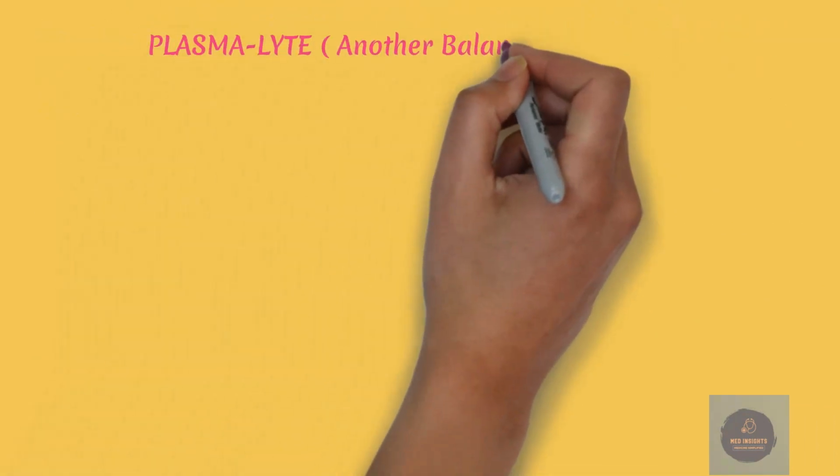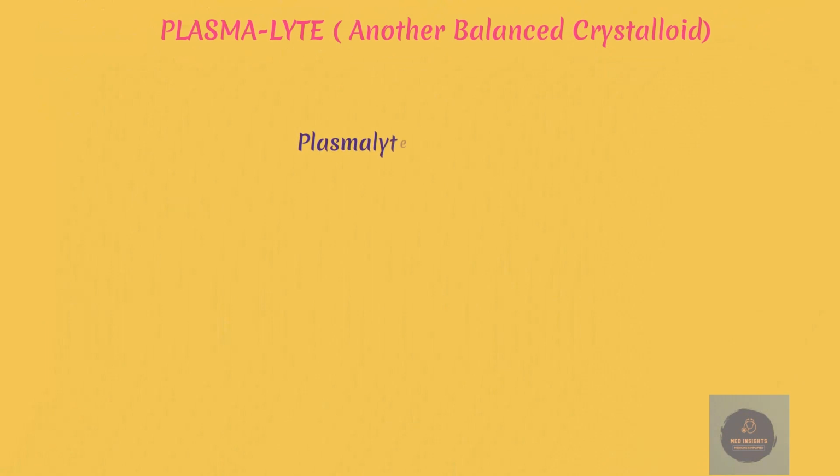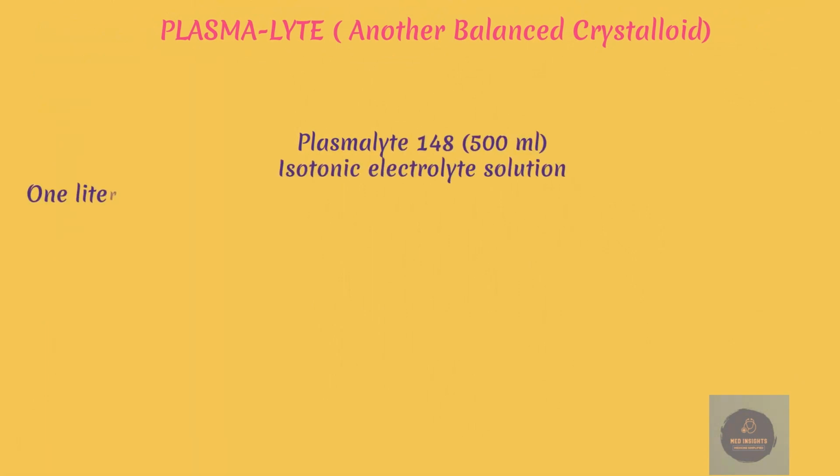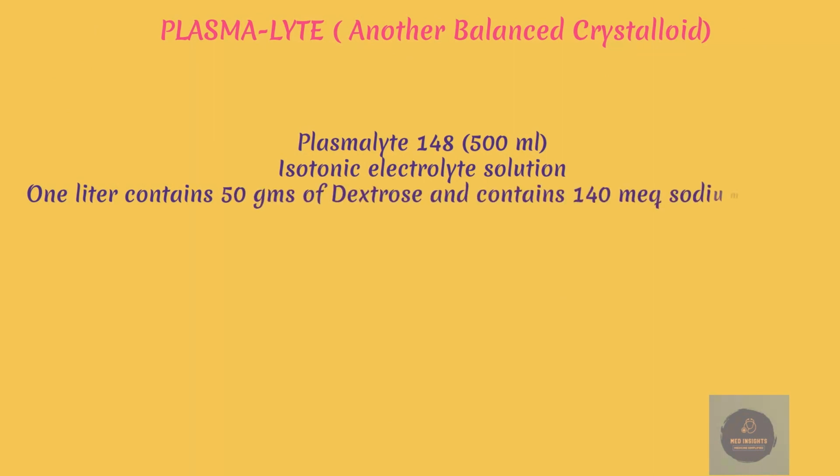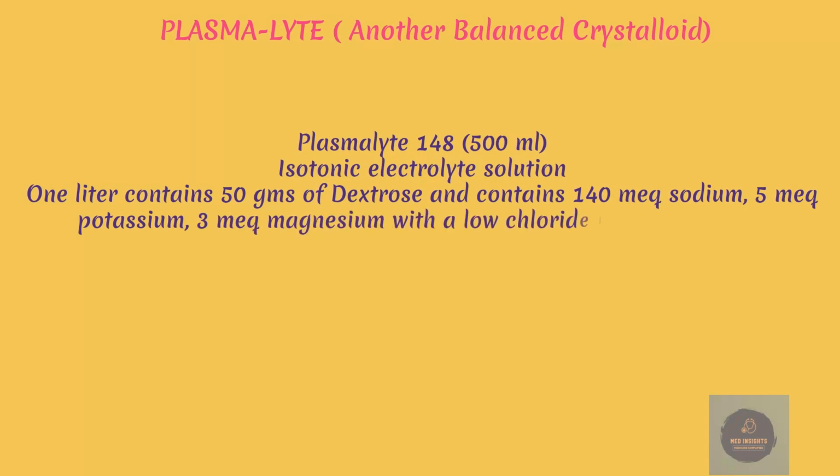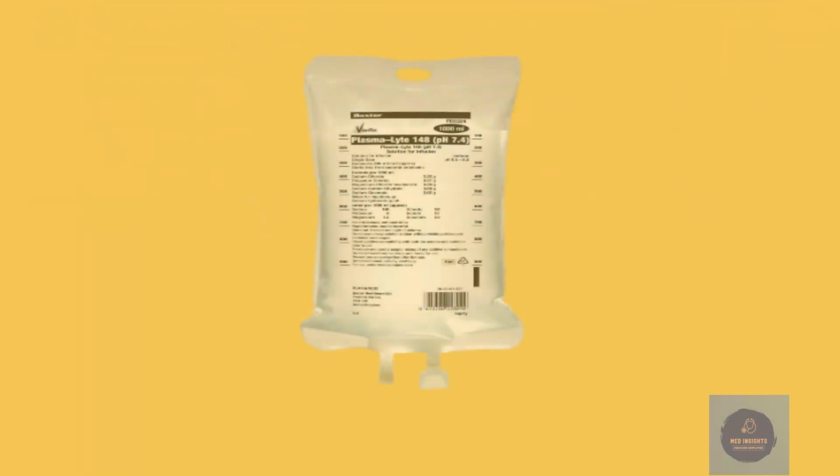Plasma LYTE. Another balanced crystalloid. Plasma LYTE is isotonic electrolyte solution. 1 liter contains 50 grams of dextrose and contains 140 milliequivalents sodium, 5 milliequivalents potassium, 3 milliequivalents magnesium with a low chloride level of 98 milliequivalents.